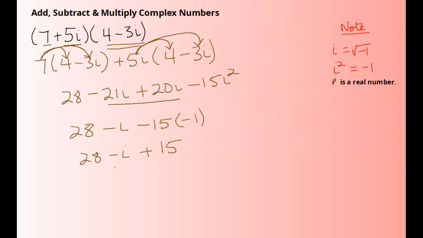Now we add it here. So we bring it 28 plus 15 minus i. And here gives us 43 minus i as a final answer.